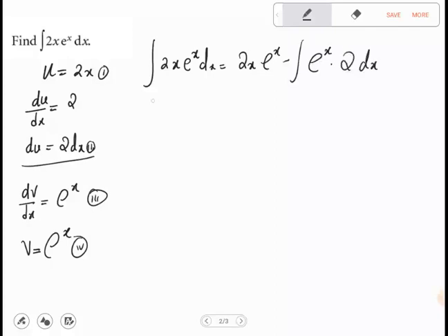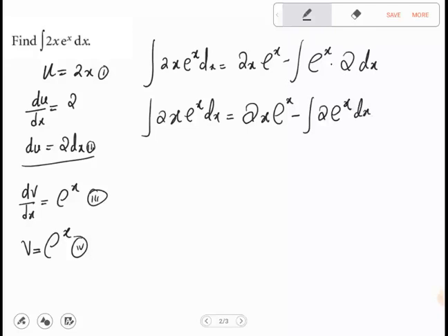Okay, and proceed and say this will be 2x e to the power x, minus the integral of 2 e to the power x dx. We just multiply those two, and we can conclude and say that this will give us 2x e to the power x minus 2 e to the power x plus c. Remember, the integral of 2 e to the power x is just 2 e to the power x. Done.